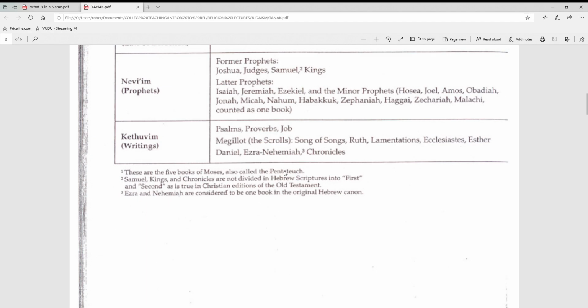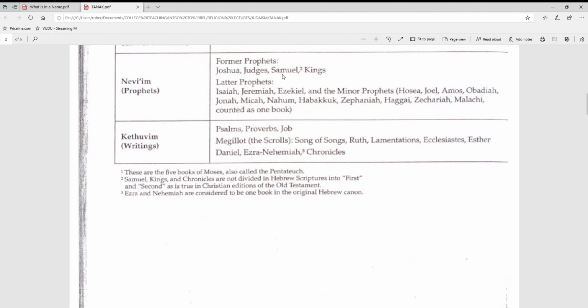Again, we talked about the Pentateuch, but it's 1 book of Samuel, 1 book of Kings, and Ezra and Nehemiah is also 1 book. Christians have 1st and 2nd Samuel, 1st and 2nd Kings. Ezra is a book that's separate from Nehemiah. So Christians and Jews do count these books differently. And obviously, the book of the 12 is 1 book for Jews, but 12 separate books for Christians.